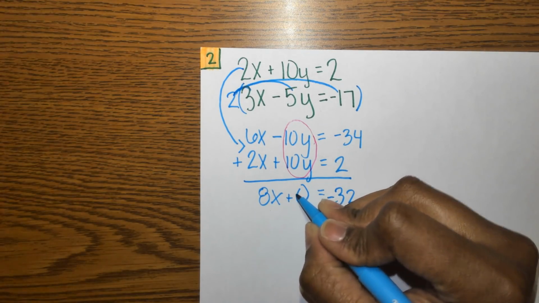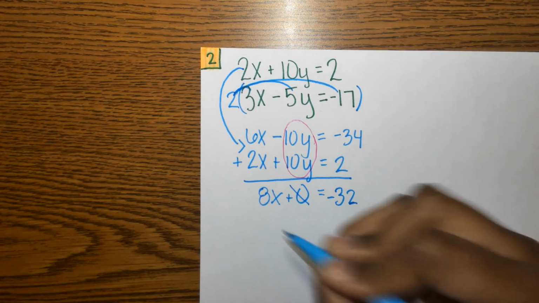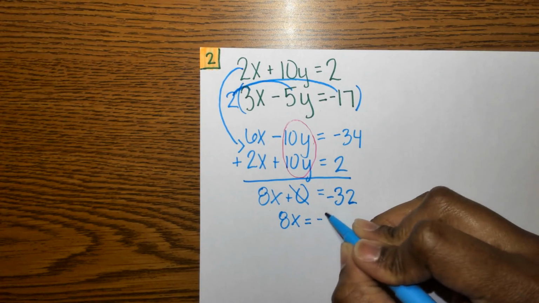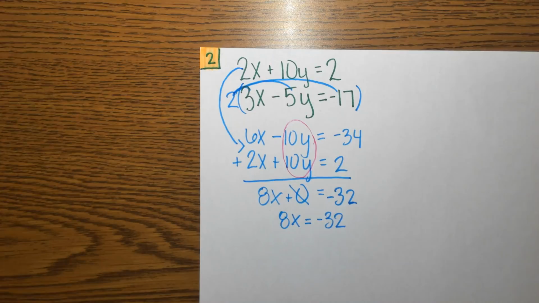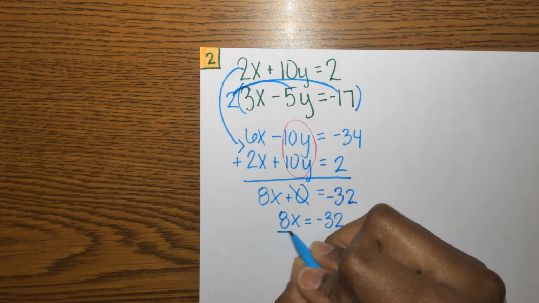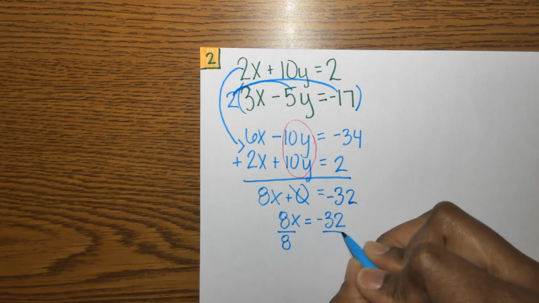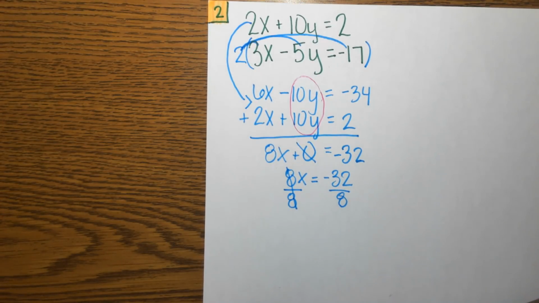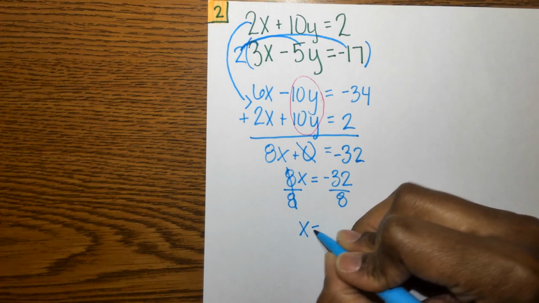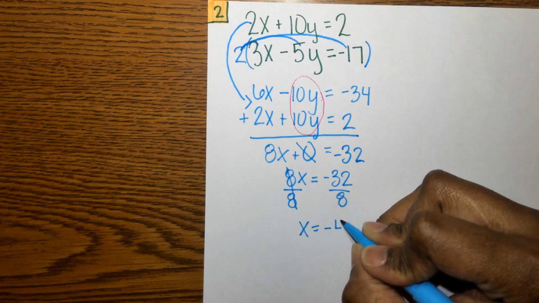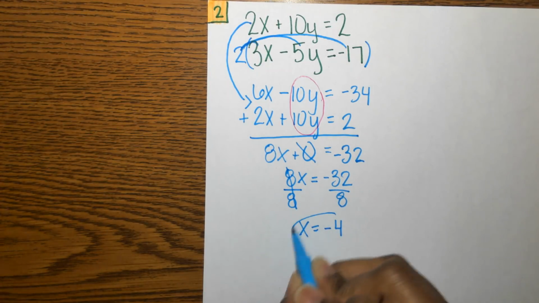So now I'm going to rewrite this because I don't need to have plus 0. So I have 8x equals negative 32. Once I've done that, I'm going to divide by 8 on both sides. Those two are going to cancel, and I'm left with x equals, well, negative 32 divided by 8 is negative 4. So I've got my x value.